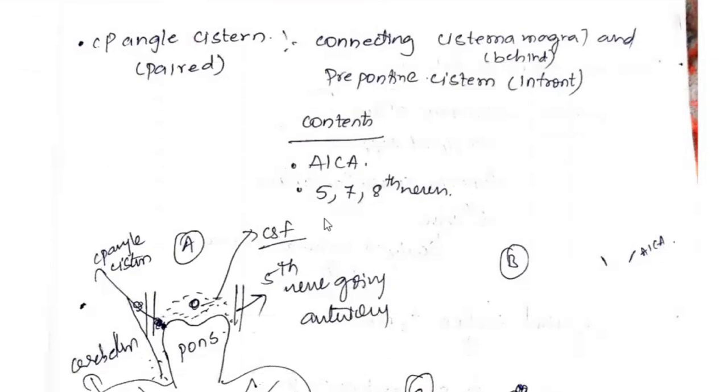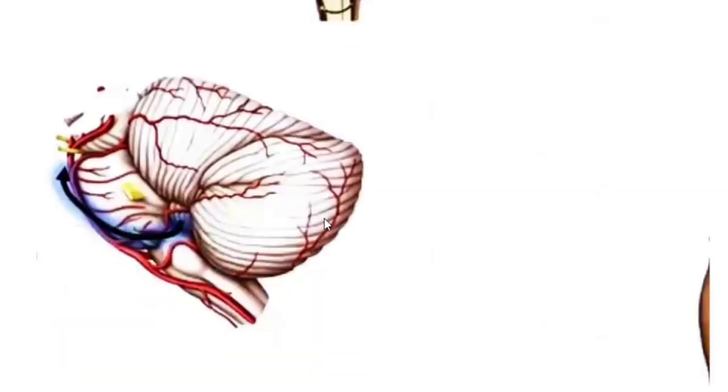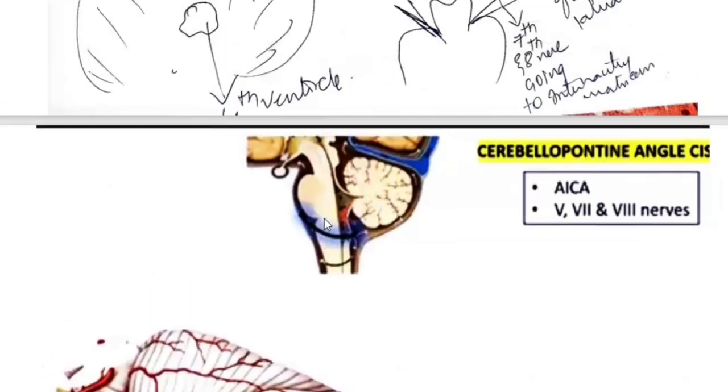Next one is the CP angle cistern. The CP angle cistern connects the cisterna magna that is present behind, and anteriorly it connects to the prepontine cistern. First, please tell me where this angle is formed. This is the cerebellum. The CP angle cistern is present between the cerebellum and the pons.